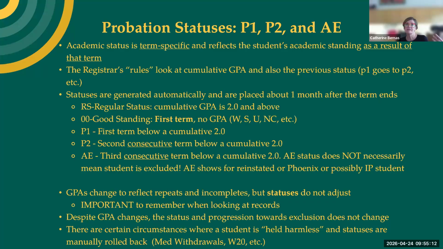You might see a student on an improvement plan that has that AE status, meaning that they're rolled to an AE in their third term, but they are actively working with their advisor, their school or college to get off probation. Maybe things are starting to head in the right direction. They're on an improvement plan, and the goal is not to get excluded, but that AE status still shows.